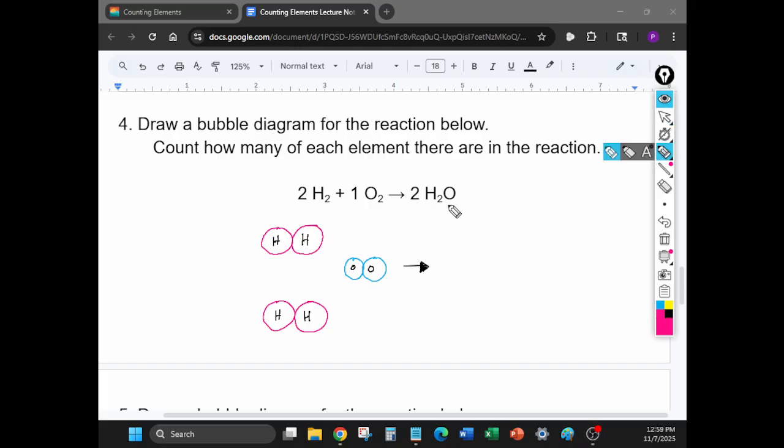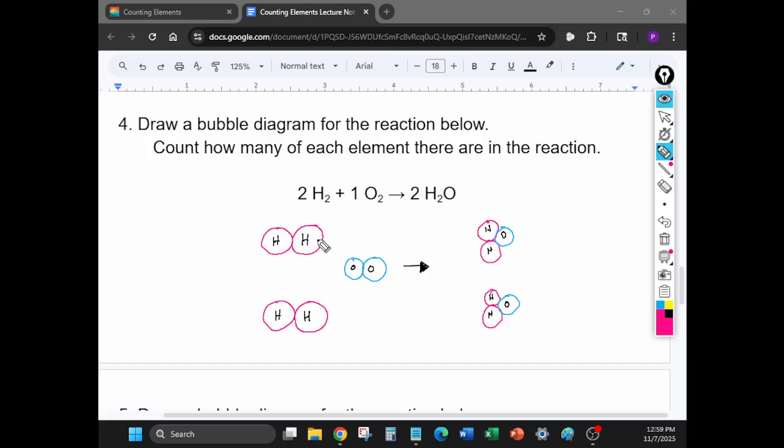For the 2 H2O, same thing as before. H2O is 2 hydrogens and an oxygen. So we're going to draw H2O. But if you look, there's 2 of them, right? So you just need to draw the same molecule twice. But remember, they are separate from each other. It's not the same molecule, and it's not all connected. You have two separate H2O molecules. Okay? Now let's see if this balanced our equation.